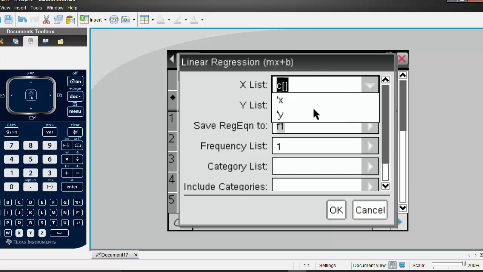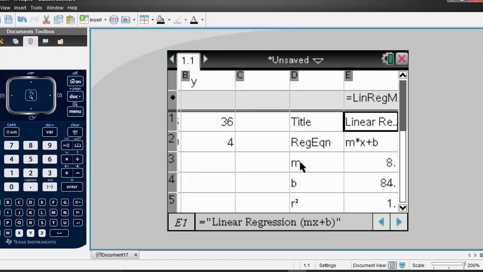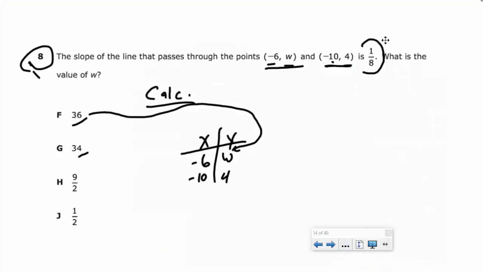So I select this, my X list. I'm going to click the drop down. I called that X. That's what I labeled the column. The Y list, I labeled that column Y, and I'll save this regression into F1, and I hit OK. It tells me that the slope of this line, if this value is 36, will be 8. Okay. Keep in mind though that this is not supposed to be 8, it's supposed to be 1 over 8. So this answer is wrong. Okay, this gave me the wrong slope. So this one's wrong, I'm going to cross this out.